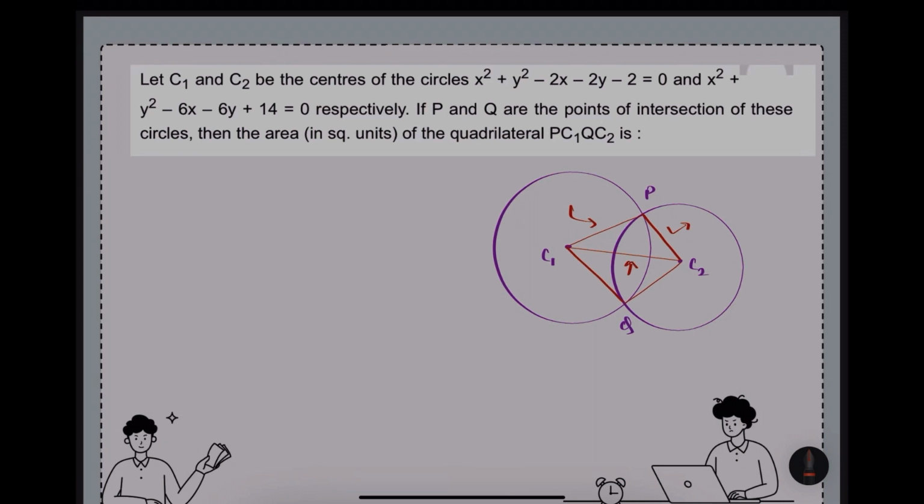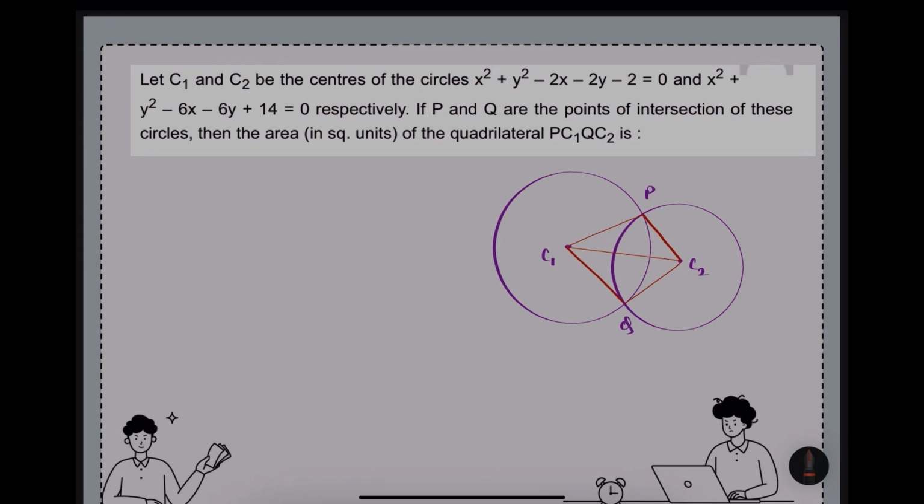How? Heron's formula. But my suggestion is always check whether these two circles are orthogonal or not, because if they are orthogonal, you need not calculate so many things. It will become much easier. If I ask you to choose between Heron's formula or half base height, you will always go for half base height, correct? So it's better to check whether these two circles are orthogonal or not.